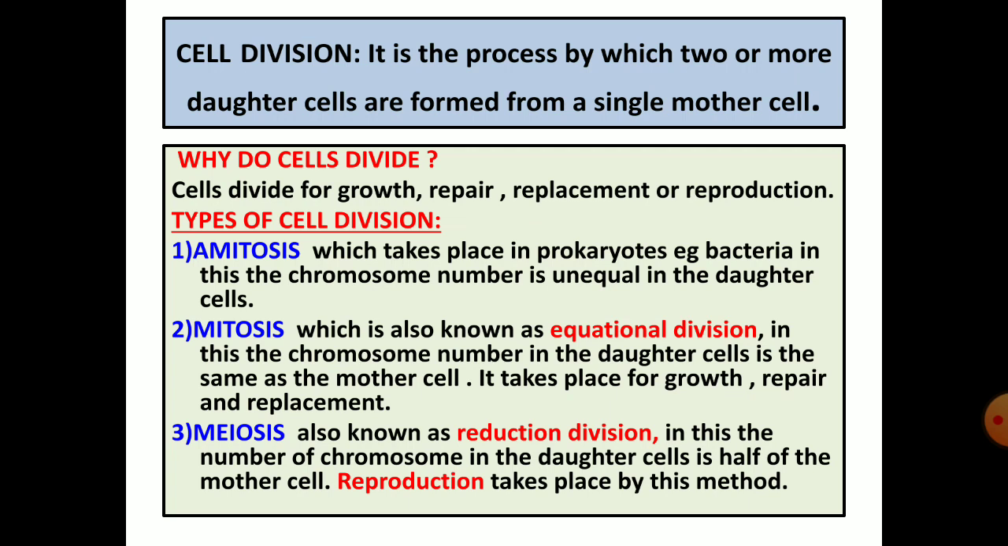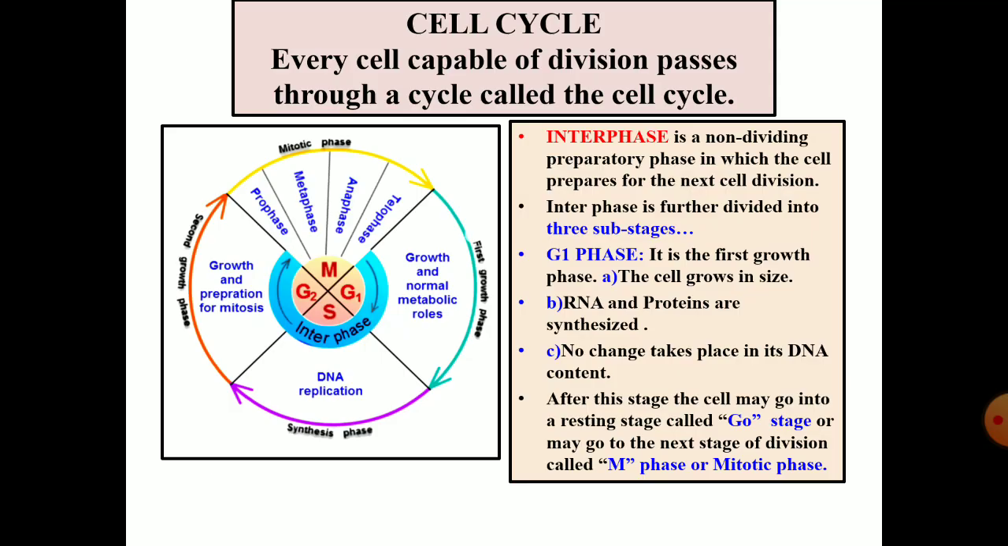Next is mitosis. It is also known as equational division. In this, the chromosomal number in the daughter cells is same as that of the mother cell. It takes place for growth, repair, and replacement. Meiosis is also known as reduction division. In this, the number of chromosomes in the daughter cell is half that of the mother cell. It takes place in reproduction, that is, formation of sperm and ova.